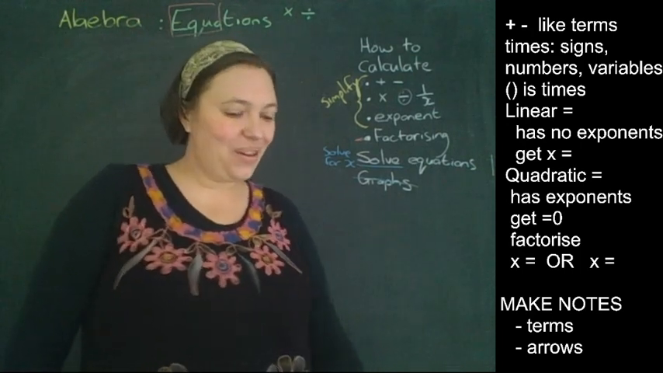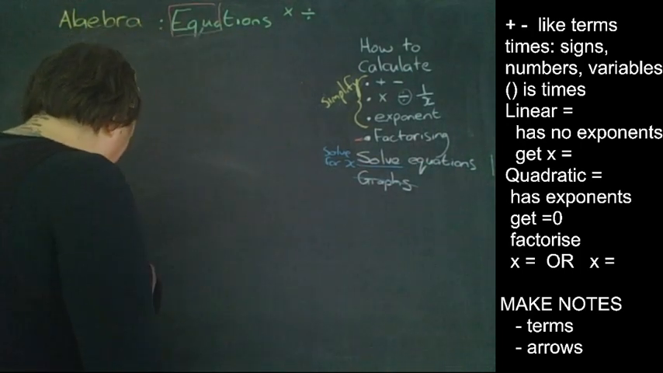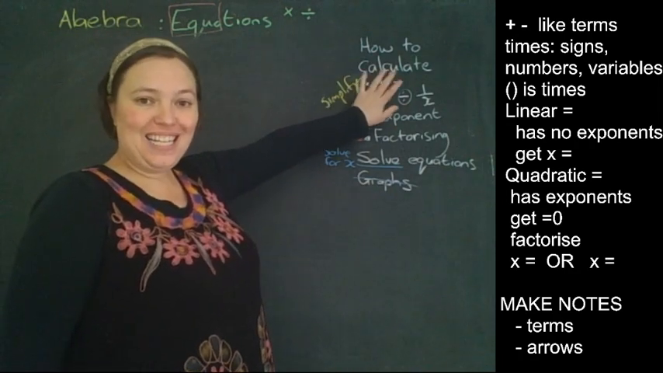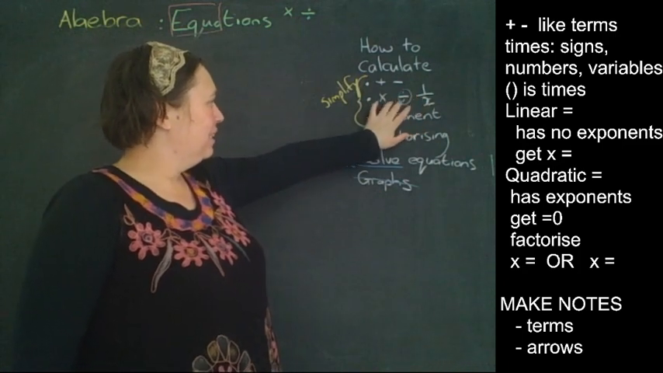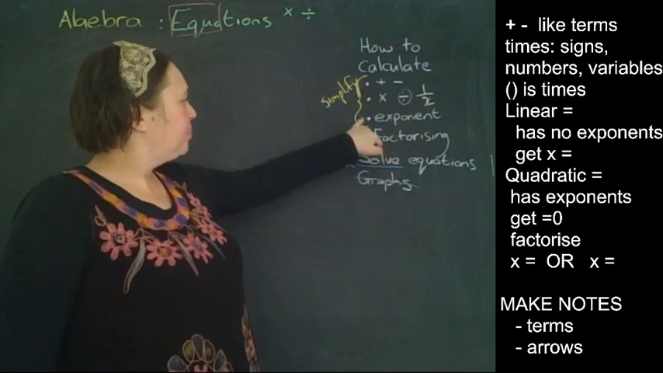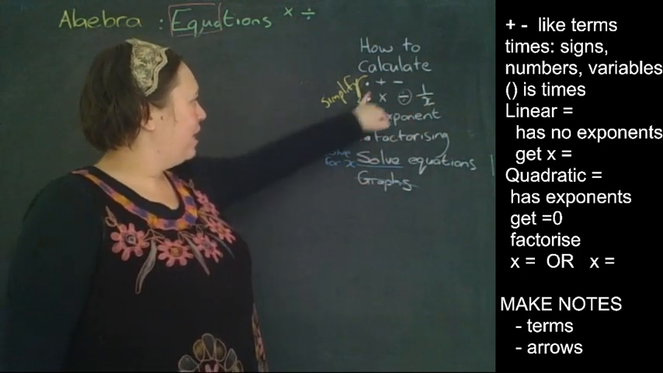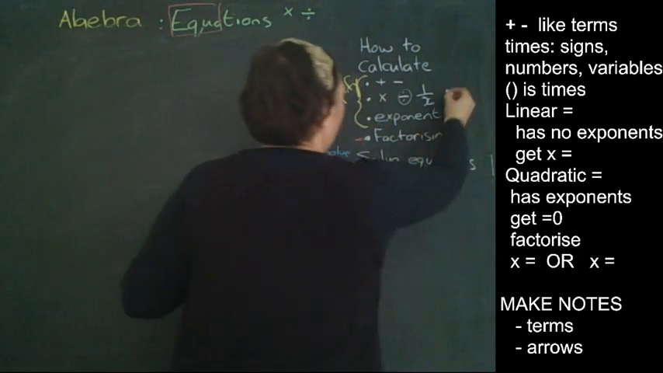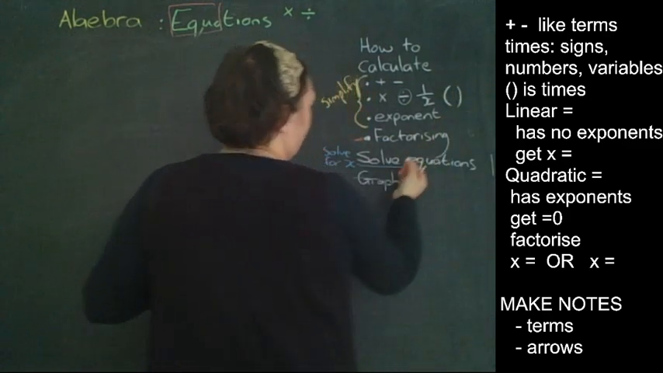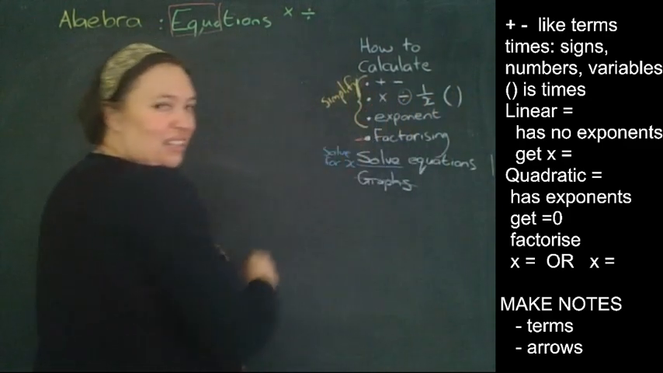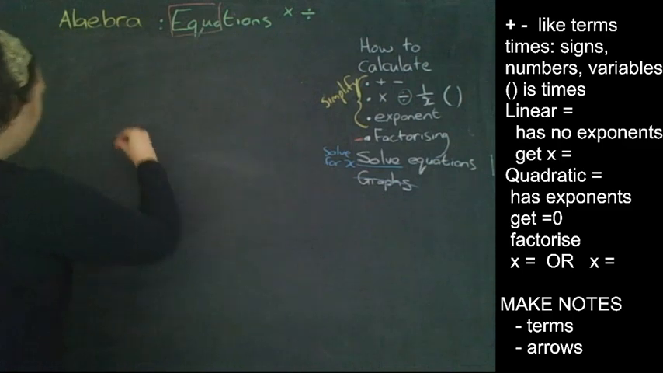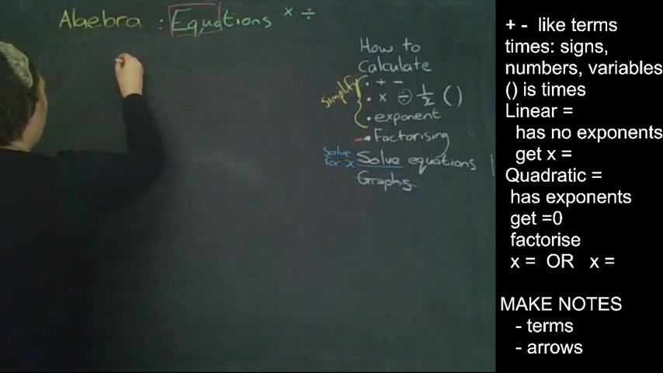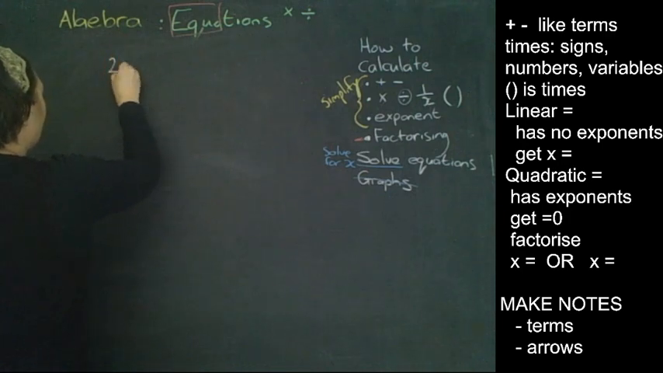So let's continue with equations. Now, we've done plussing and minusing, we've done multiplication and division, and we've done solve for x with both of these. So the one that I want to do now is brackets. Multiply, brackets, same thing. So now we're doing equations that have the distributive law in them. So let's say we've got this.